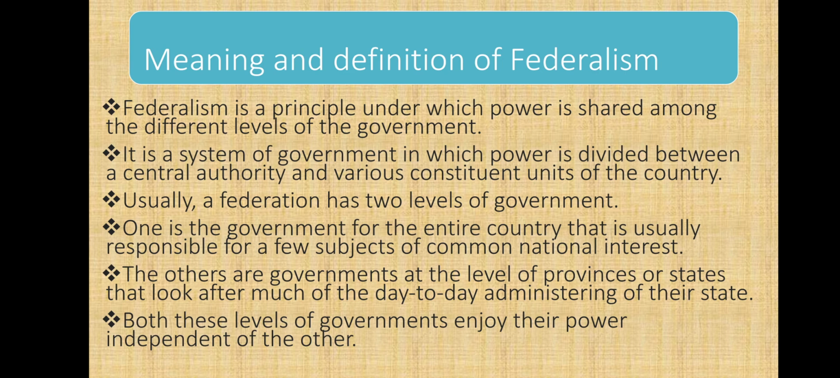So both the governments have their own jurisdiction, the area in which they govern, and the subjects, the jurisdiction is clearly mentioned in the Constitution. What power they would possess and what is their jurisdiction are clearly mentioned in the Constitution. So you got the idea here that federalism is a principle under which power is shared among the different levels of government.